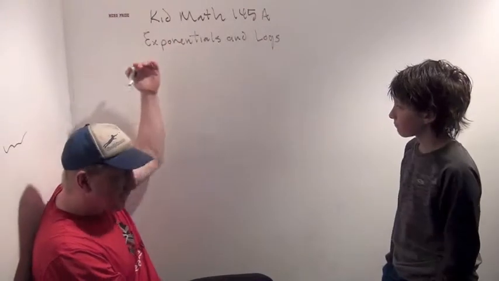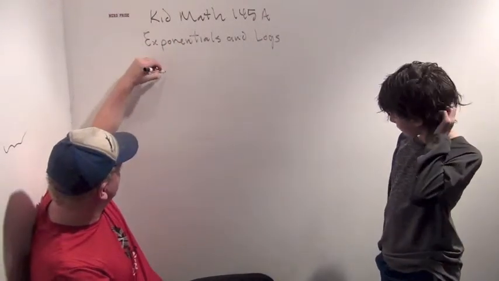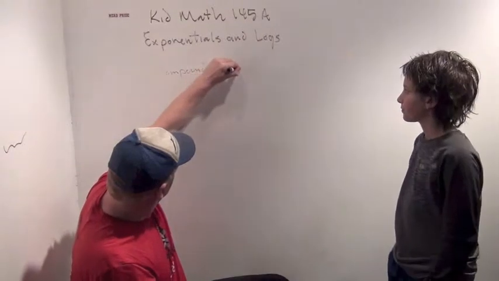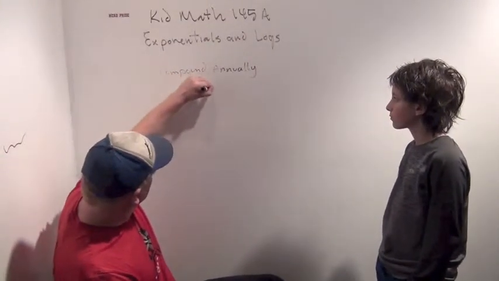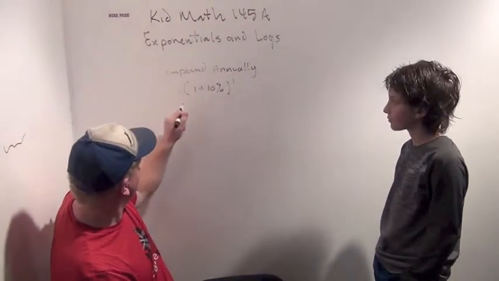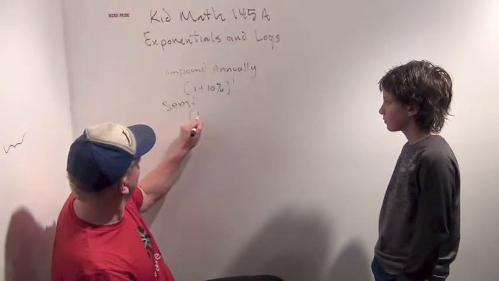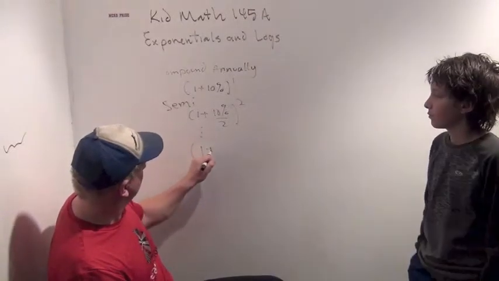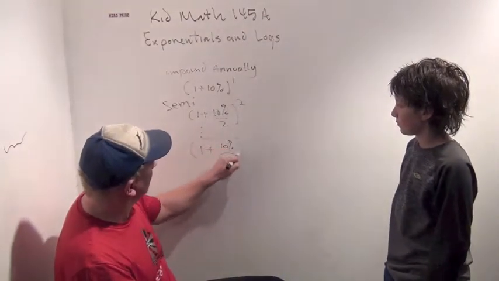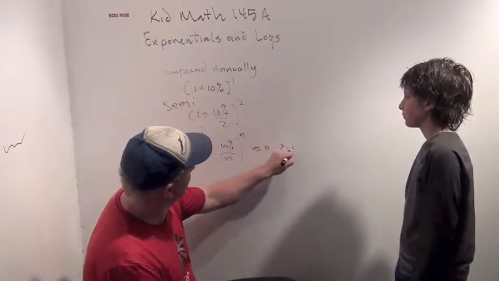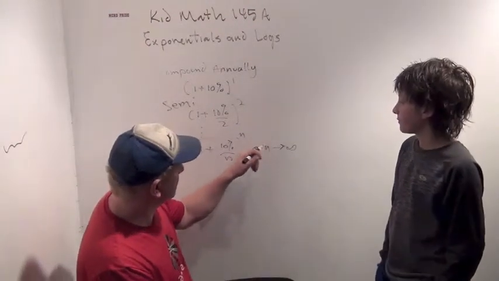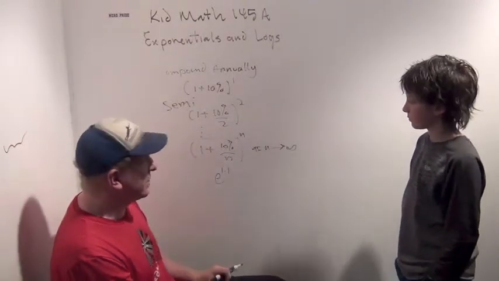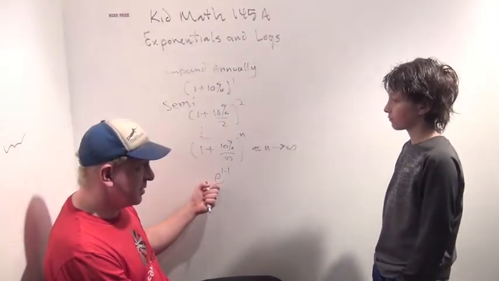So in the last section, like last week when we were talking about compound interest, we talked about compound annual, which would be like 1 plus 10% to the first power. And then semi-annually was 1 plus 10% over 2 squared. And we got all the way down to 1 plus 10% over n to the nth power as n went to infinity. And this looked like the number e showed up, right? This turned into e to the 1.1.